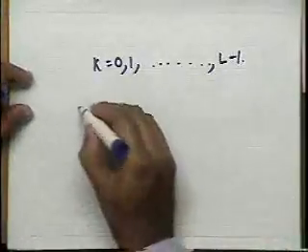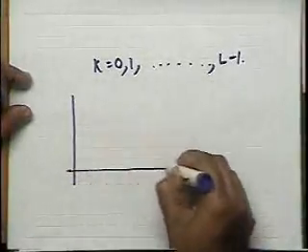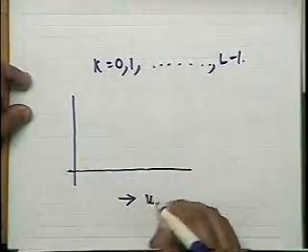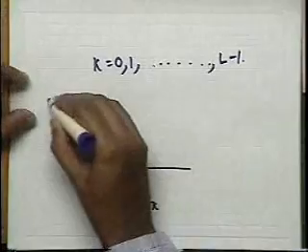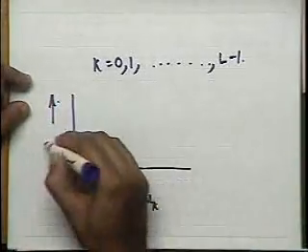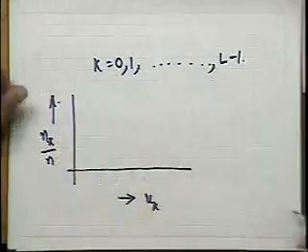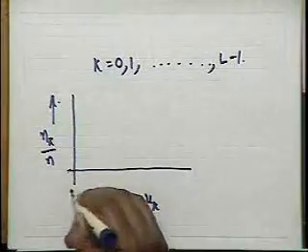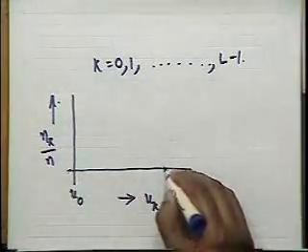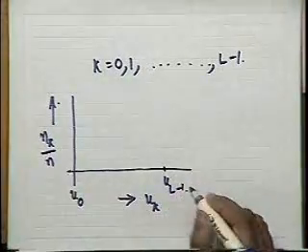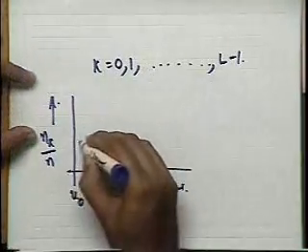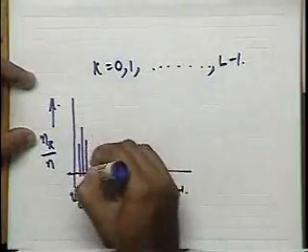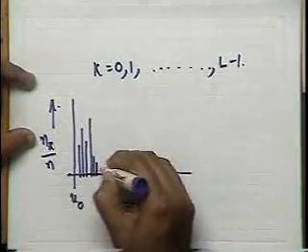So typically a histogram will look something like this. Supposing on this axis I am plotting uk and on this axis I am plotting nk by n. Nk by n, its maximum value could be equal to 1. So definitely nk by n is a function which is going to lie in the range of 0 to 1, and uk, supposing they are in the range of u0 to u L minus 1. Now the histogram could look something like this.